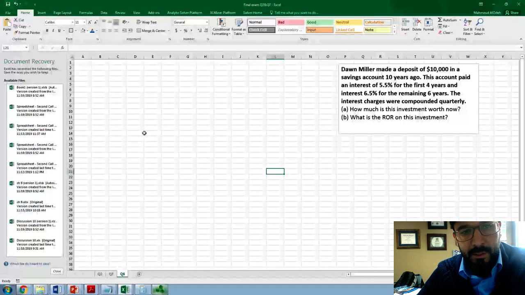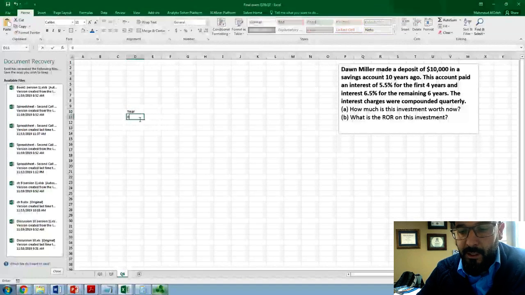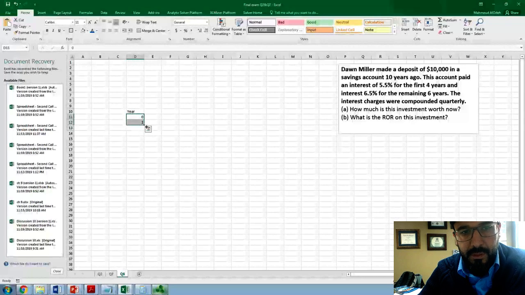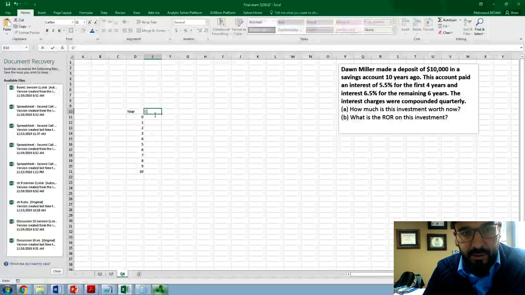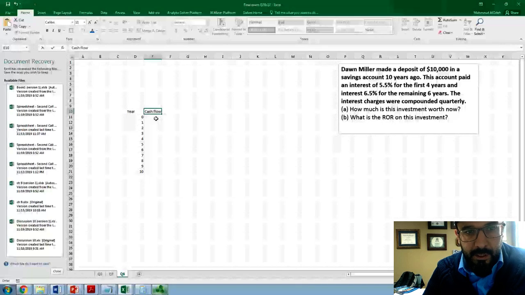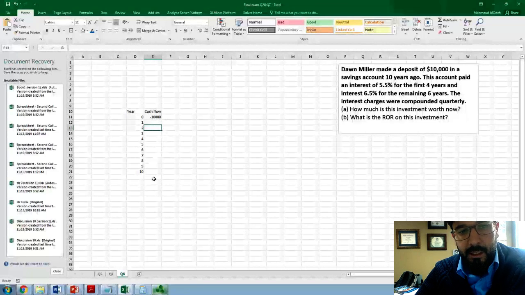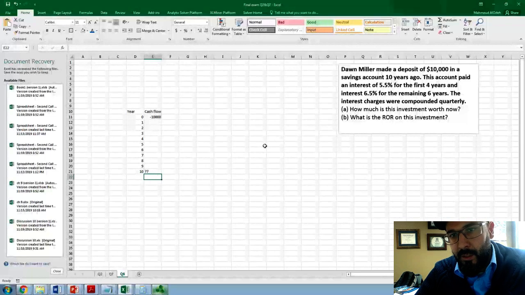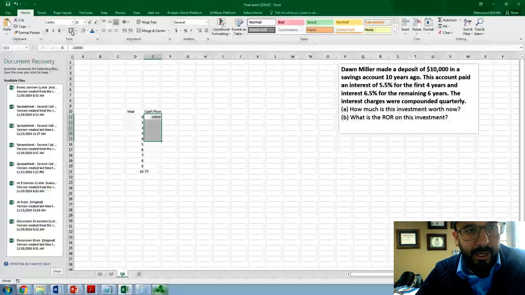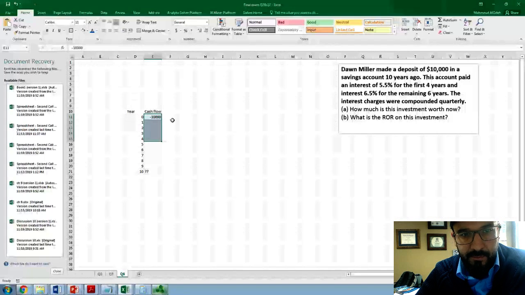So what I would recommend first of all is to simplify things by creating a cash flow table. We're having a 10 year investment, 0 to 10. So we'll create one column for the years and the second column for the cash flow. And what we have here is only one transaction of a negative $10,000, and we need to know what would be the future amount for this money in 10 years. But we also need to know that in the first 4 years, from 1 to 4, we have a different interest rate. We started with 5.5.